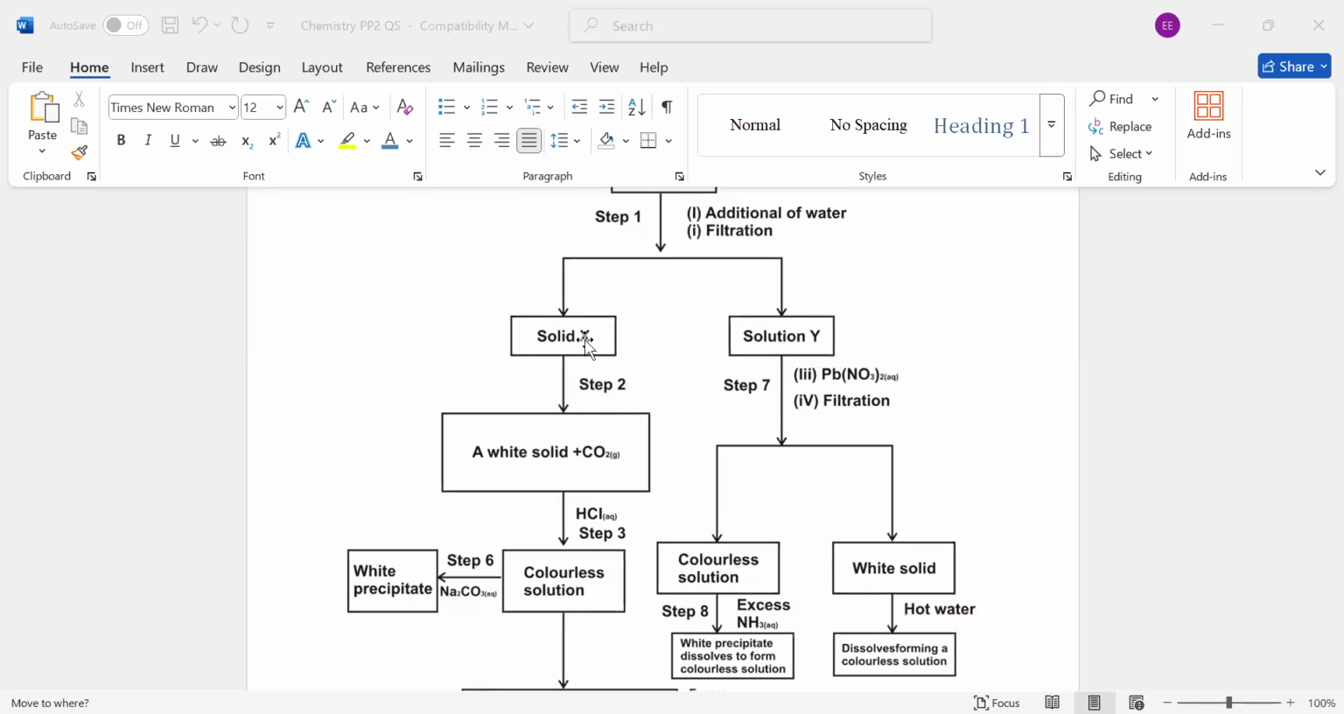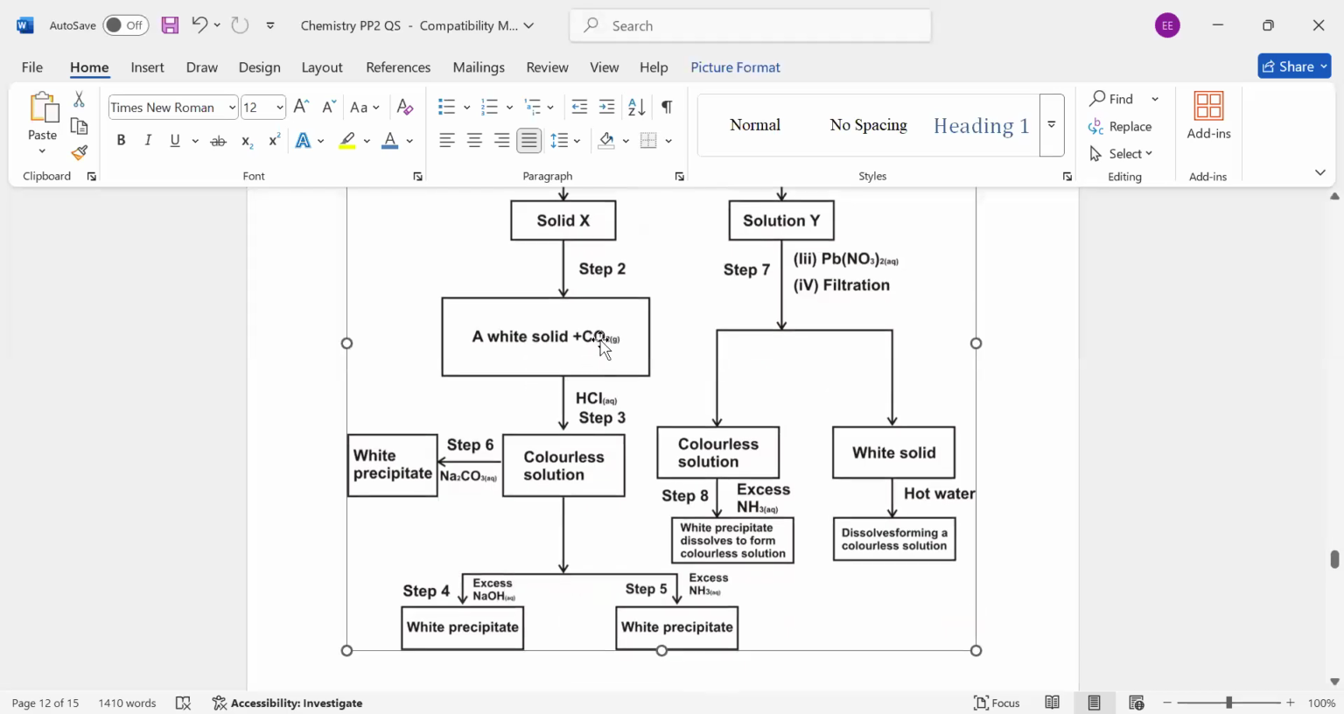Meaning we are heating this. And if you heat it, you can see we are getting a white solid and carbon dioxide. The moment we are getting carbon dioxide, this is a clue that the solid X that we have is carbonate, because it's only carbonate that will give you carbon dioxide gas. So up to that particular point, we have an idea that we have a carbonate, but then we don't know the cation that is present.